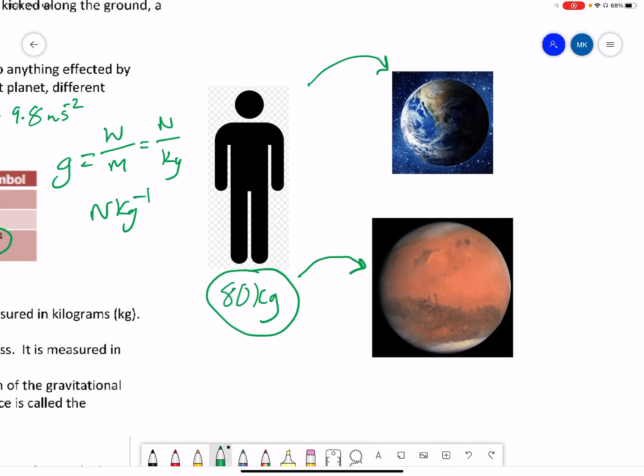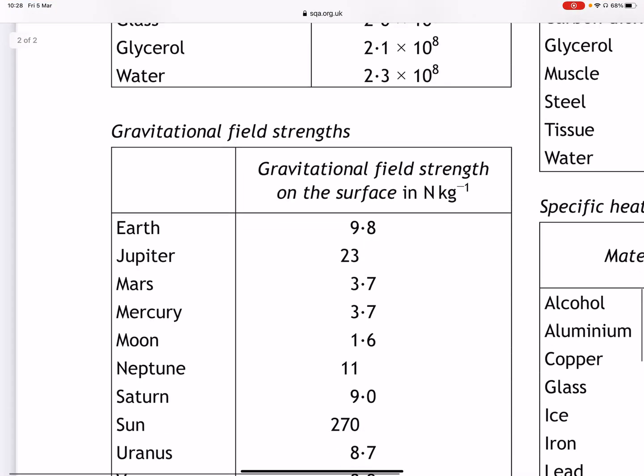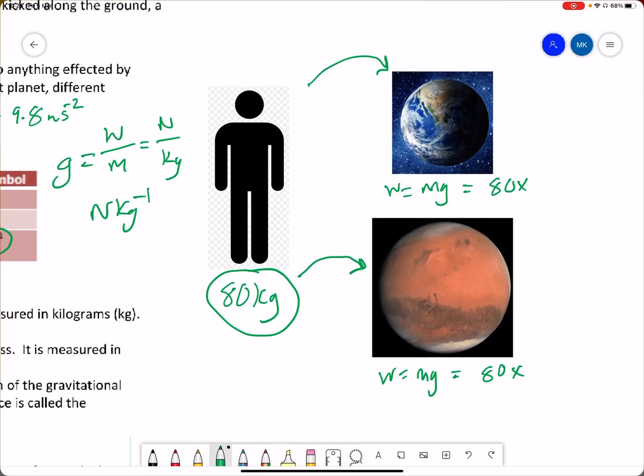So if you were given a question, calculate the weight of this person on Earth, you would do weight equals mg. They weigh 80, and you have to calculate their weight on Mars. That would be the same, 80 times g, and therefore you would need to go to your data sheet. So gravitational field strength on the Earth is 9.8, Mars is 3.7. So it's 80 times 9.8, and that will give you your answer, whatever it is in newtons.